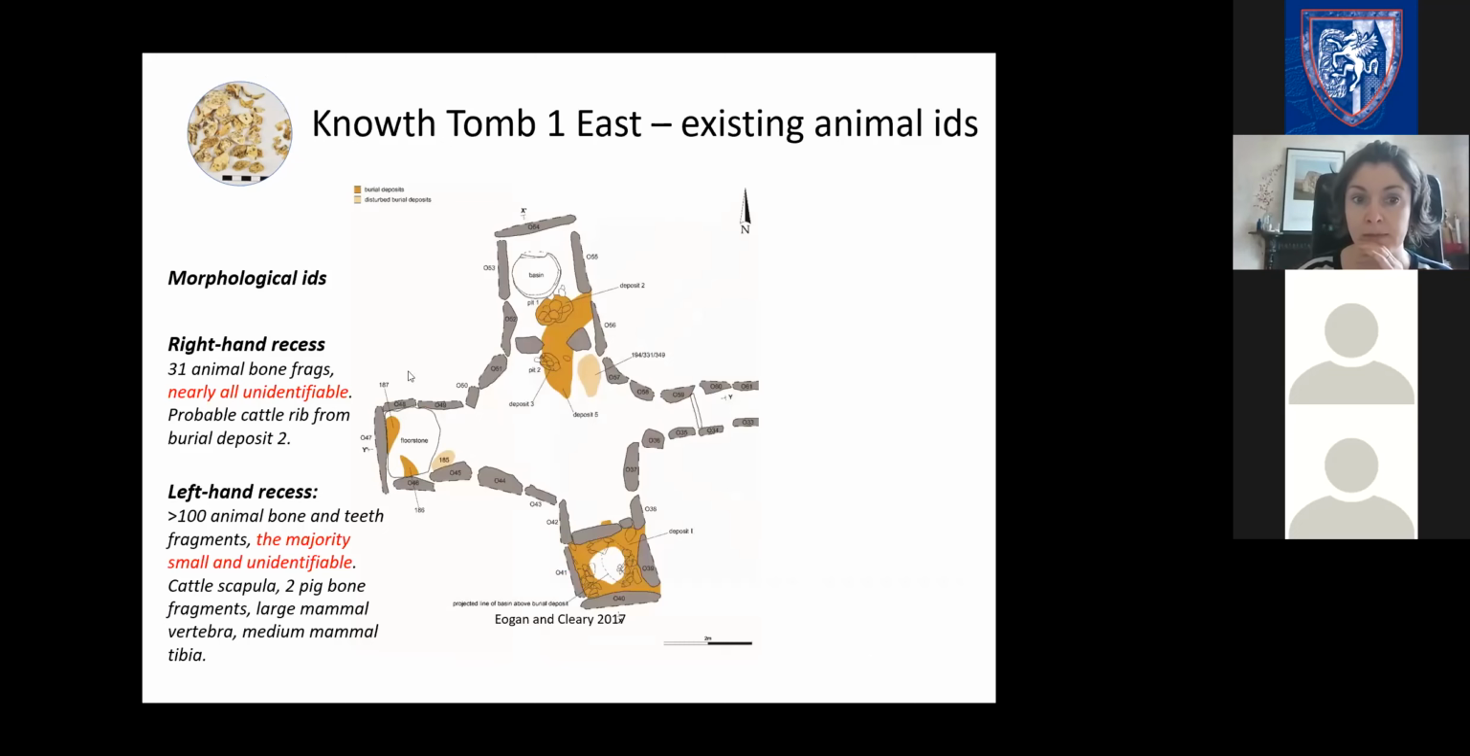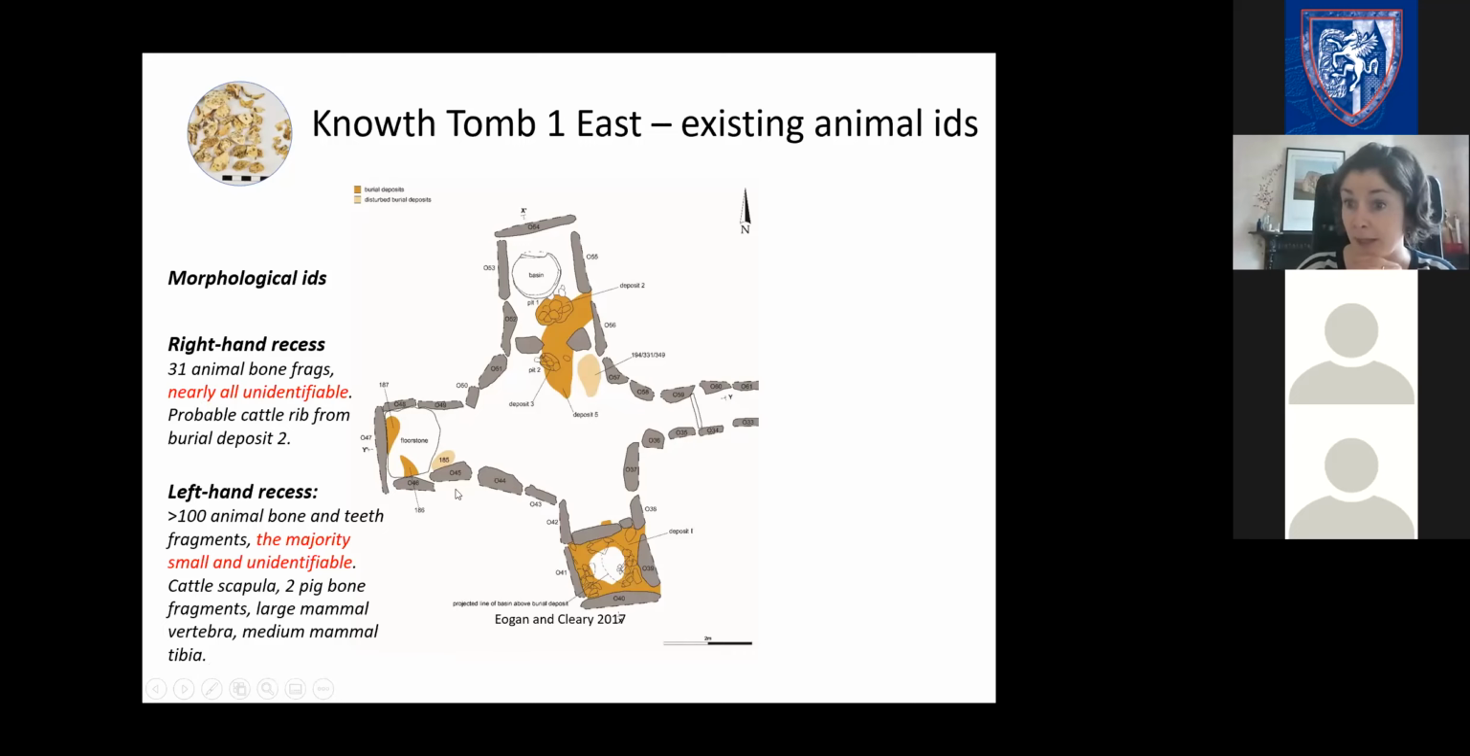And you can see here, this is the report of the zooarchaeologists, the morphological stuff. I've highlighted them in red. Nearly all of those fragments were unidentifiable macroscopically, so you couldn't tell if it came from a cow or a sheep or a human or whatever. So just a few small IDs there. So a lot of them.